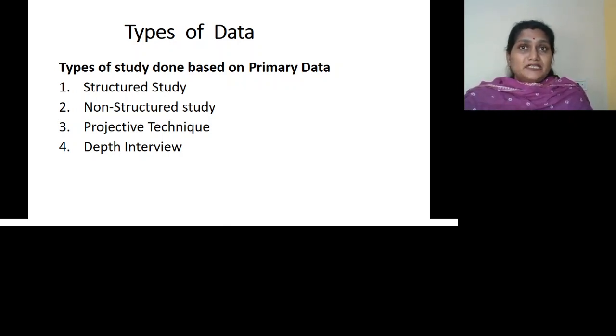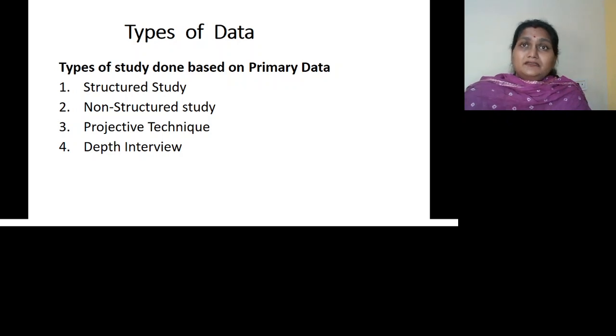Next we have projective techniques. Projective techniques basically is where a respondent, that is an interviewee, the person who is giving the information or who is being interviewed, is asked to explain an ambiguous situation, and the interviewer studies the answer in terms of the personality and the attitudes of the respondent as he is giving his answer regarding certain questions.